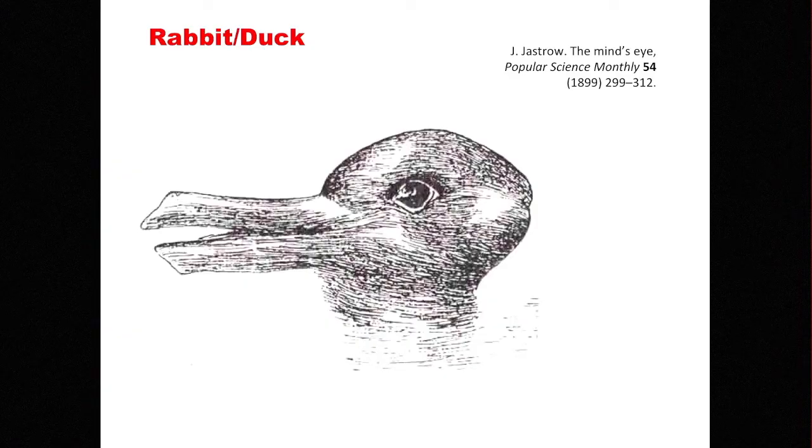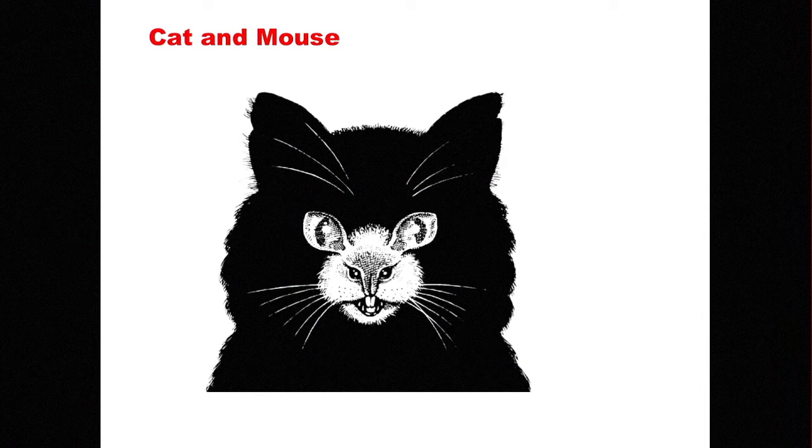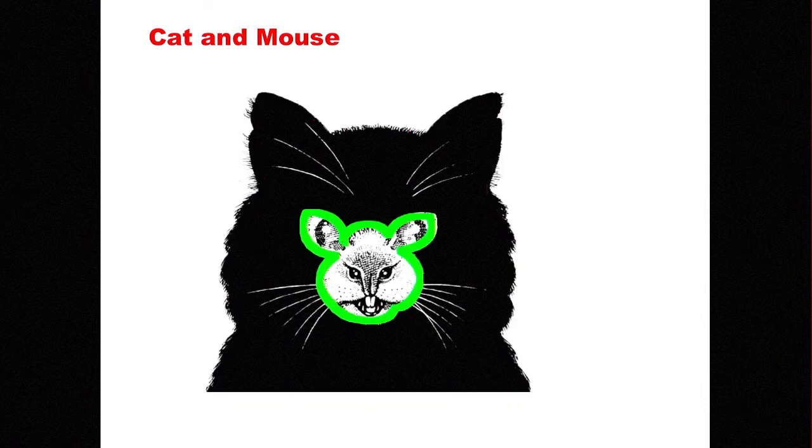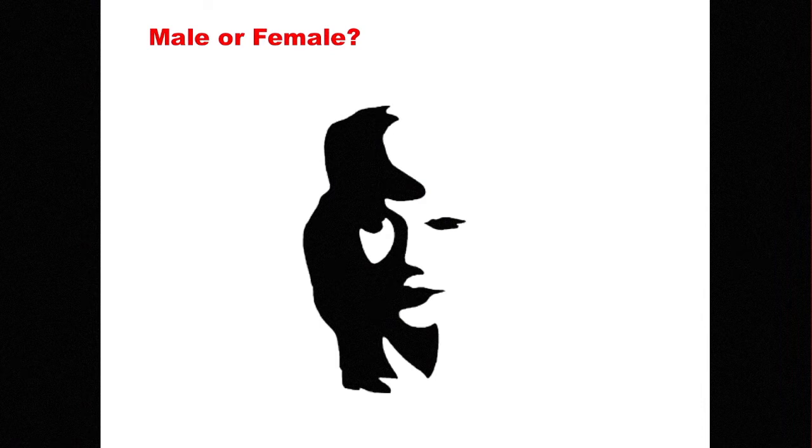And the duck rabbit, that goes back to 1899. People have been interested in these things for a long time, and in fact, quite a lot longer than anything we've seen. What about this? See? Is it a cat? Is it a mouse? The answer is it's both.